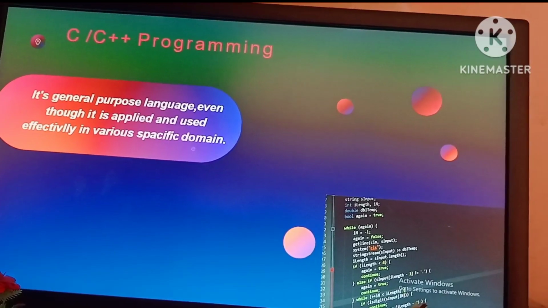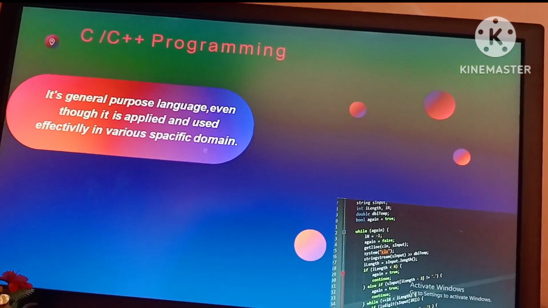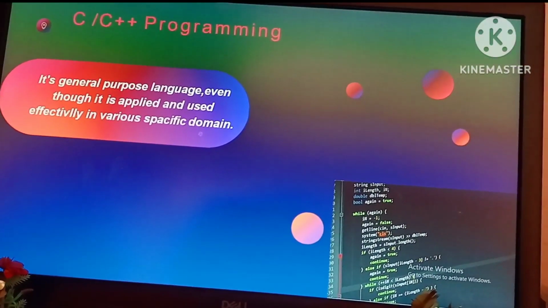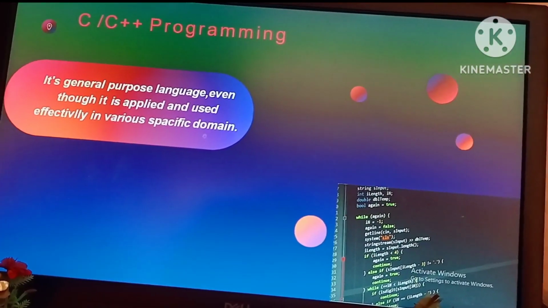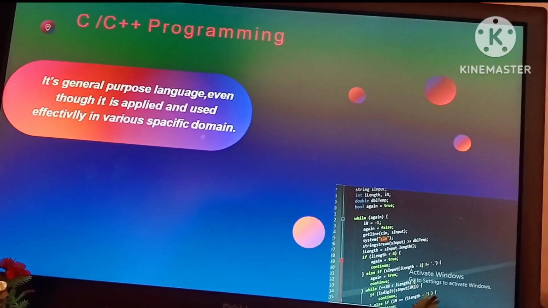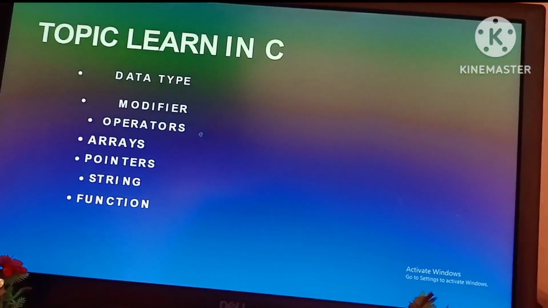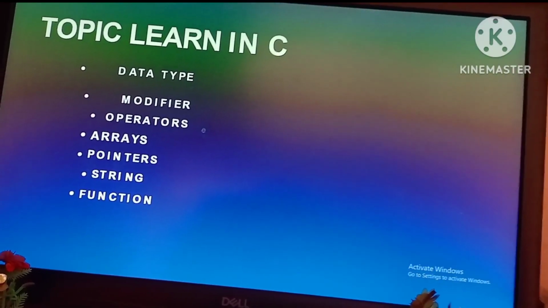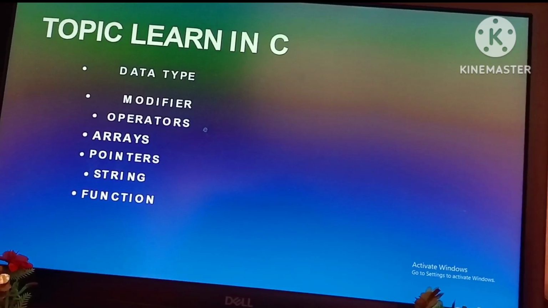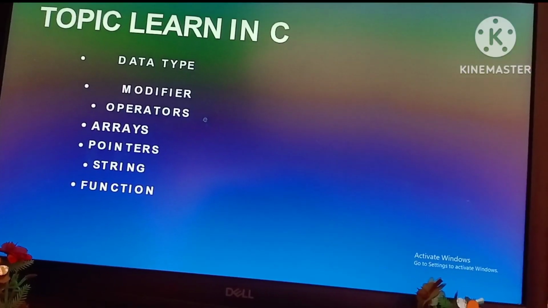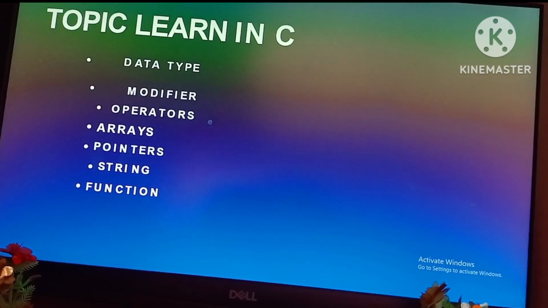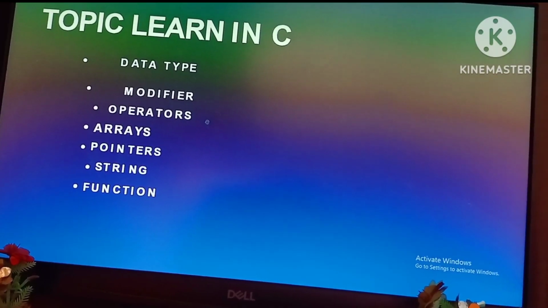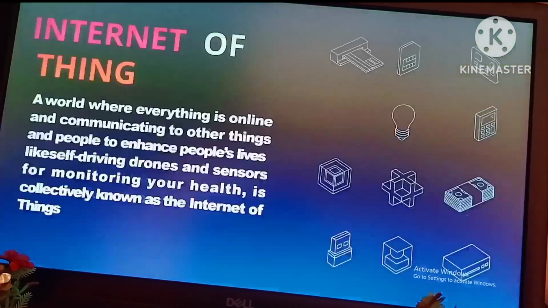C++ programming. We know that generally C is used as a general purpose language. C was invented by Dennis Ritchie. Okay, then even though it is applied and used effectively in a very specific domain. Okay, then the topics we will learn in C, that is data types, that is integer, float, character. We know that. Okay, then we will see the modifiers, operators, that is assignment operator, logical operator, relational operator. Then we will cover the arrays, then pointers, then strings, and then we will see the functions.